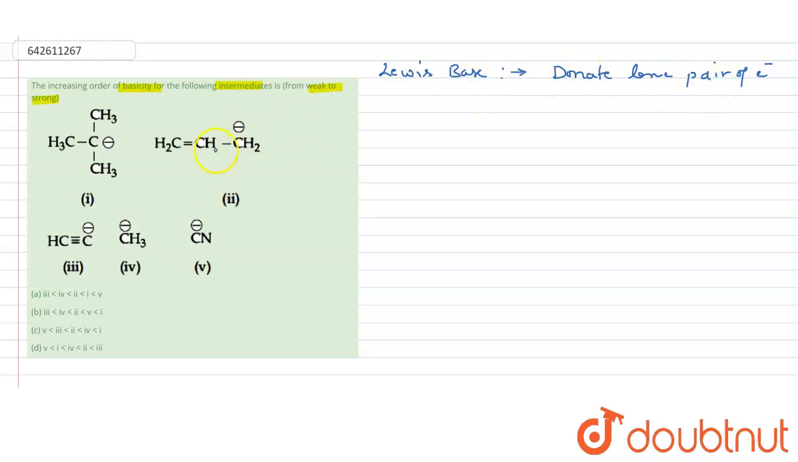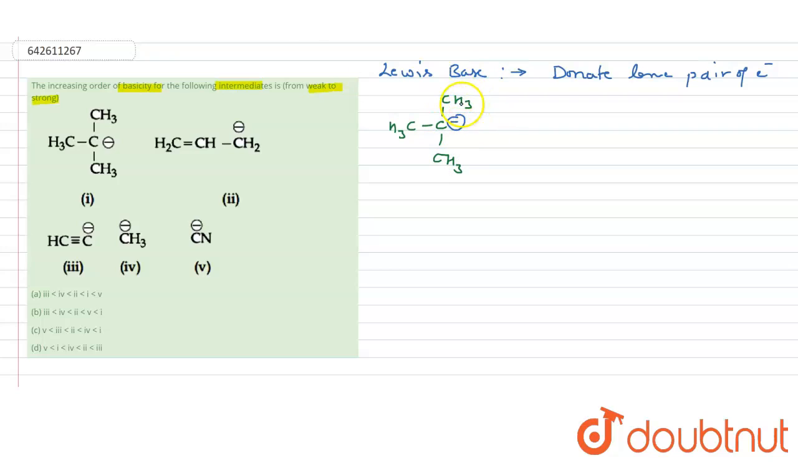So in this set of carbanions, we have to find out the basicity order. Let's try to solve it. We have this tertiary carbanion, with CH3 over here, again CH3 over here, and this is also CH3 over here. Now at this carbon there is a negative charge.